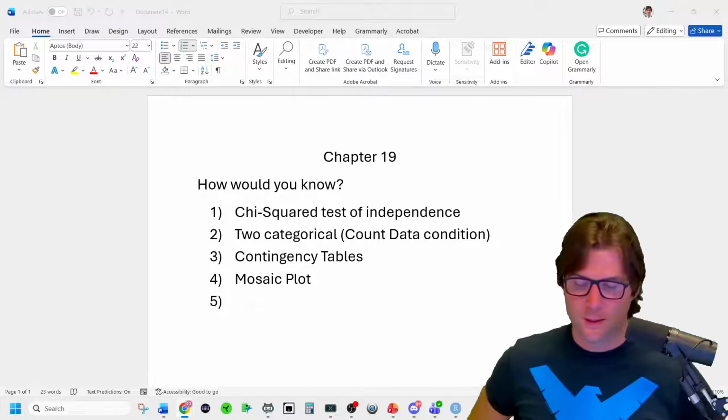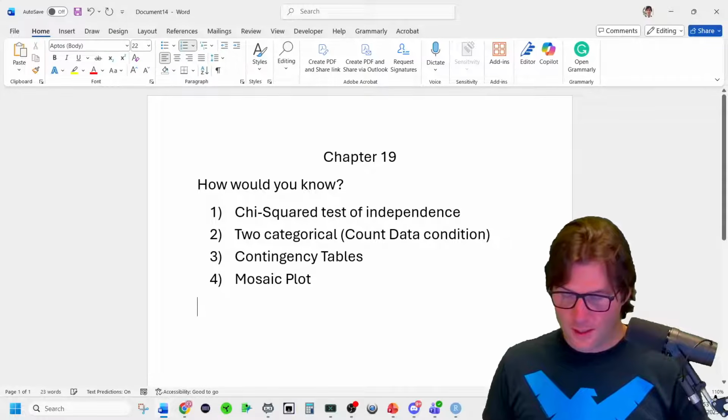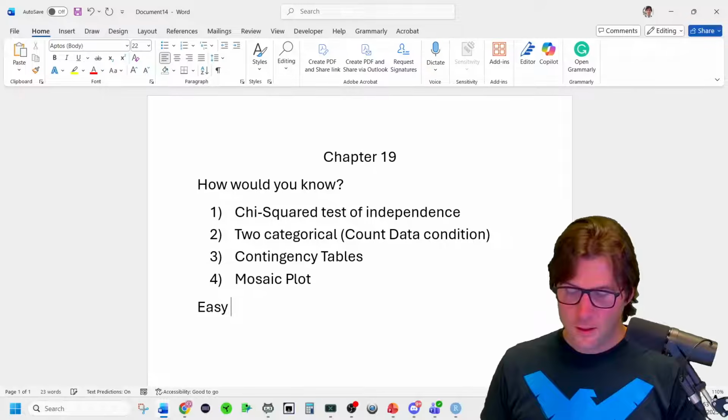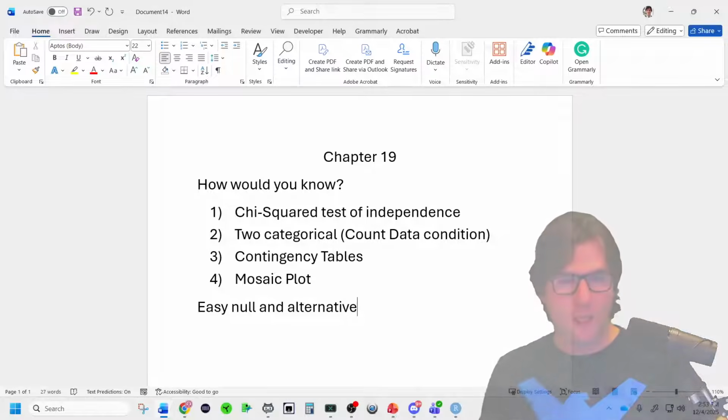With this right here, mosaic plot, contingency table, these are all clues we're doing chapter 19. I love the null hypothesis. Easy, null, and alternative.